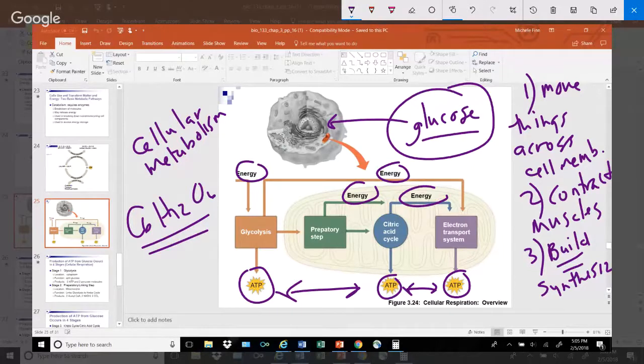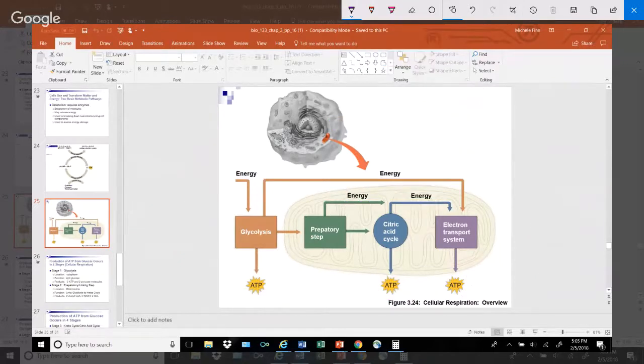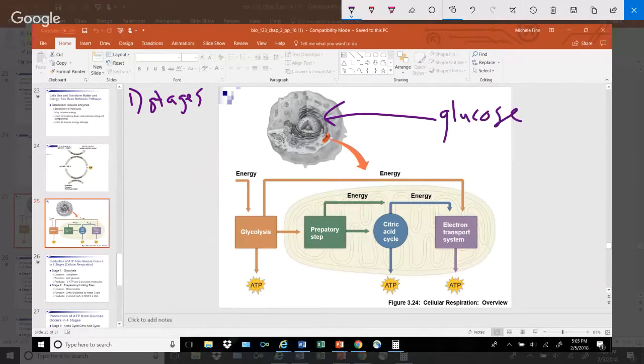Now, there are 4 stages. So the idea that you're thinking about is, Professor Finn, what do we need to know about cellular metabolism? Your book goes quite a bit into this process, and you're not going to need to know the intricate details. So here's what you do need to know. What are the stage names? Here they are, in which glucose is going to get into a cell and go through these special stages and eventually get broken apart so that we produce ATP.